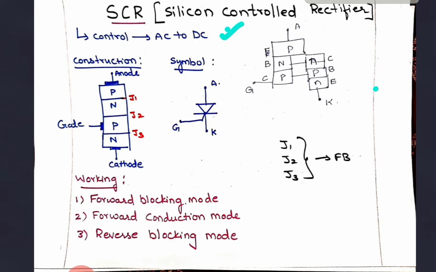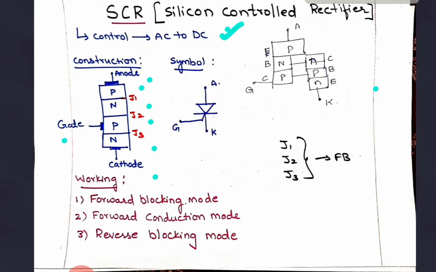Now let us see the construction of SCR, a silicon controlled rectifier. If you see here, you have 4 layers: a p-type material, N, P and N. The terminal towards the p-type is called anode, the terminal towards the n-type is cathode, and the terminal towards the p-type here is the gate.